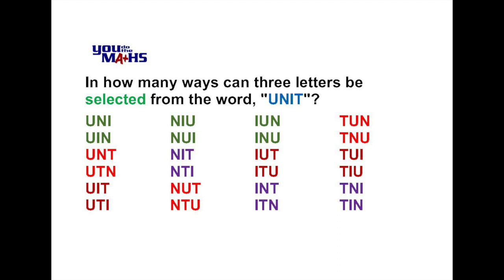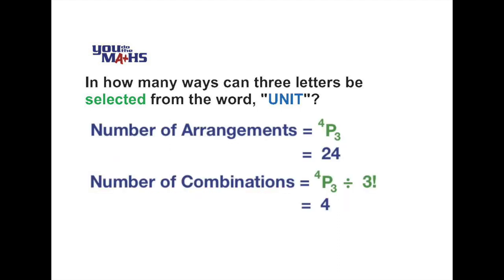To get the different combinations, we need to be mindful from the list in front of us that there are groups of 6, and those groups of 6 come about because the different arrangements are based on 3 letters, in other words 3 factorial. So to determine the different combinations, we need to know the number of possible arrangements, in this case 24, and divide that number by 3 factorial, because that's the ways of arranging the 3 different letters, and that comes to a total of 4. So there are 4 combinations or 4 ways of selecting 3 letters from the word unit.